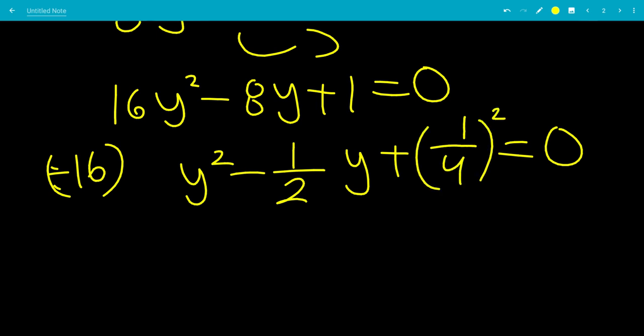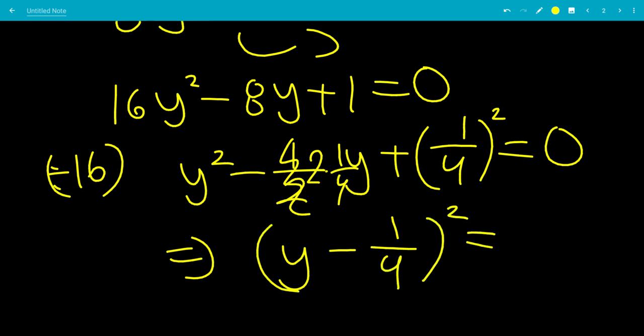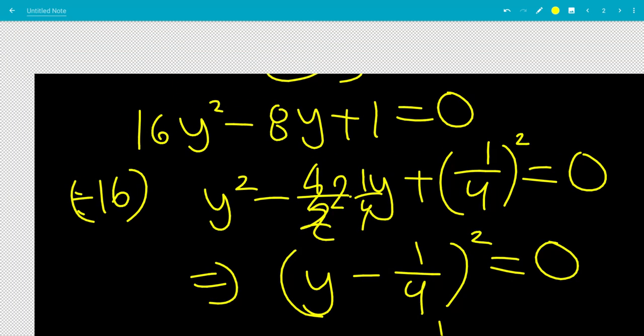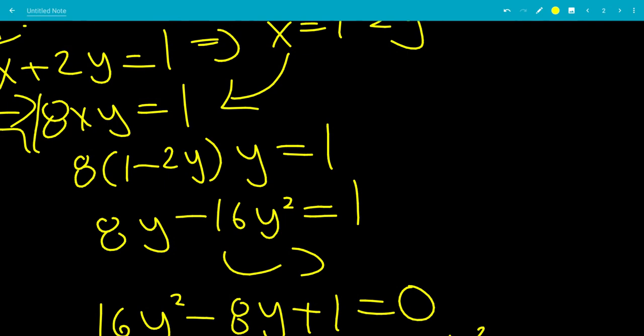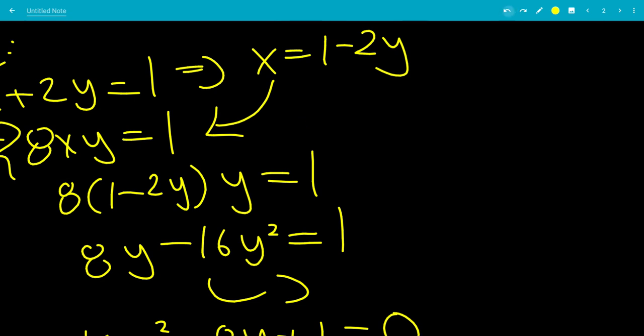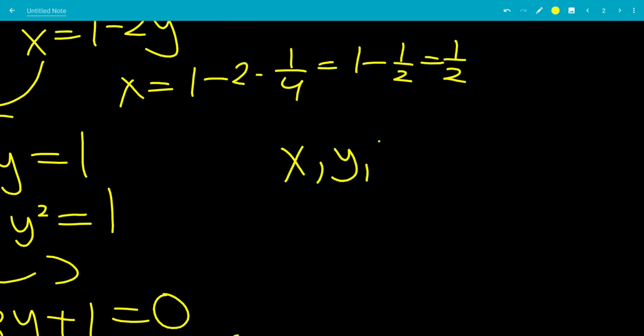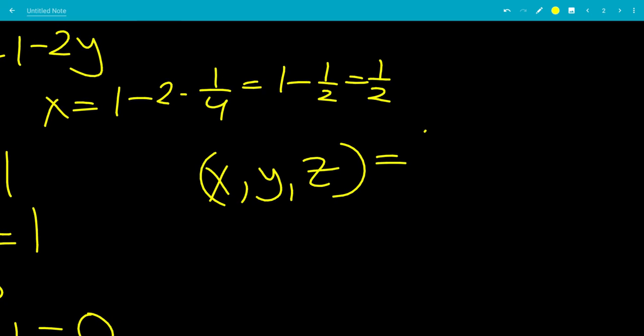Now what is 1/2? 1/2 is 2 times 1/4. So this is a perfect square. So this is y minus 1/4 quantity squared equals 0. That means that y equals 1/4 is the solution for y, for z equals 1. Actually, let's just use the linear equation, so this is easier. So x will be 1 minus 2 times 1/4, because that's y. So this will be 1 minus 1/2, and that's 1/2. So one of the solutions we have for x, y, z is 1/2, 1/4, and 1.